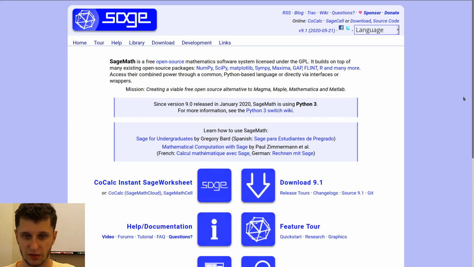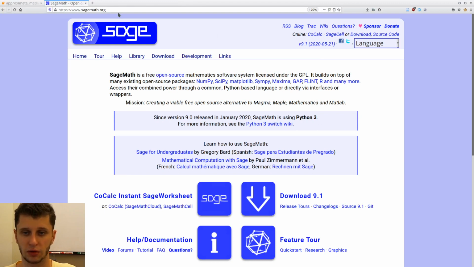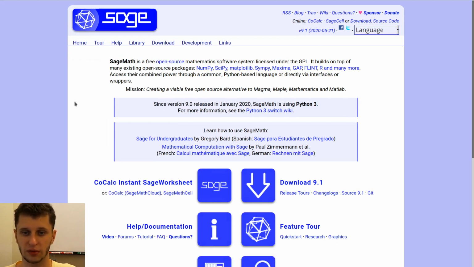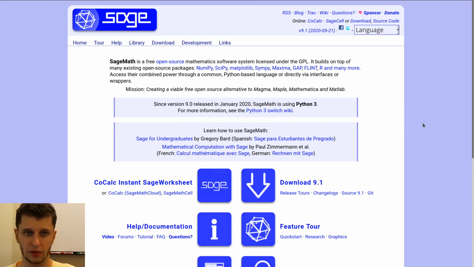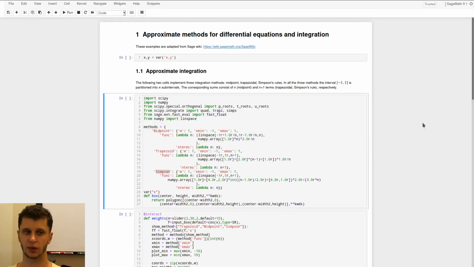SageMath is open source free software for mathematical computation, and you can get a copy from sagemath.org. It runs on every major platform: Linux, Windows, and Mac. You can download your copy and get the source code of this notebook that I'm looking at from the course webpage, and then run it on your own computer.